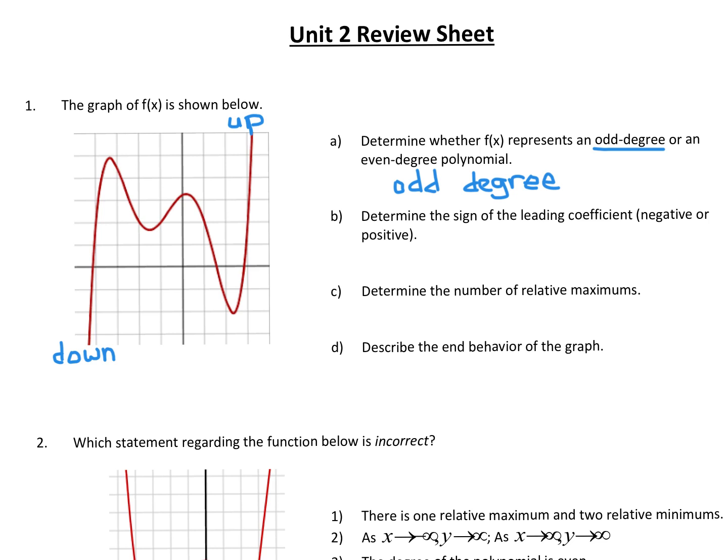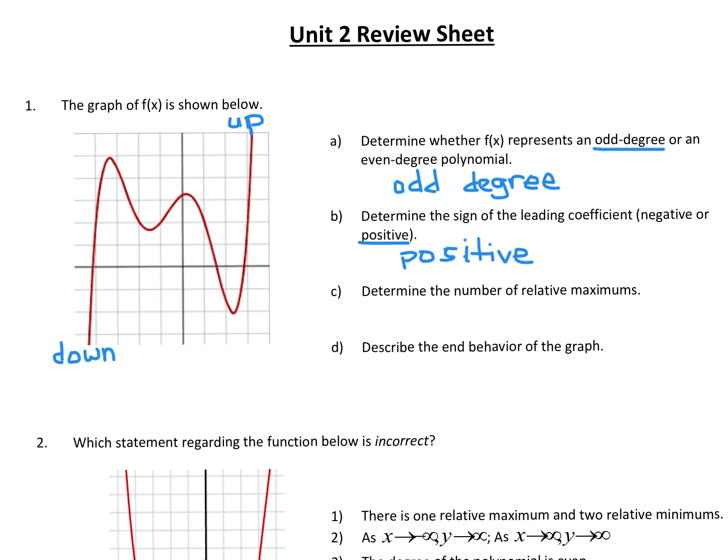Okay, so now we have to determine the sign of the leading coefficient, whether it's negative or positive. Well, to determine that, we only look at the right side of the graph. If this were pointing down, down would be negative. But because the right side of the graph is pointing up, that's going to have a positive leading coefficient.